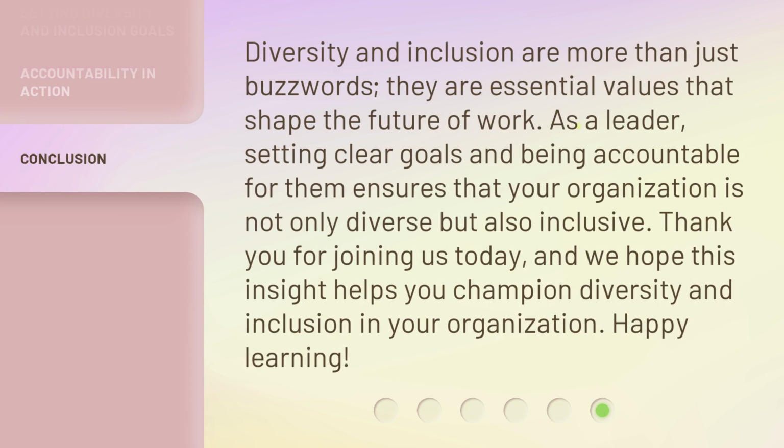Diversity and inclusion are more than just buzzwords. They are essential values that shape the future of work. As a leader, setting clear goals and being accountable for them ensures that your organization is not only diverse, but also inclusive.